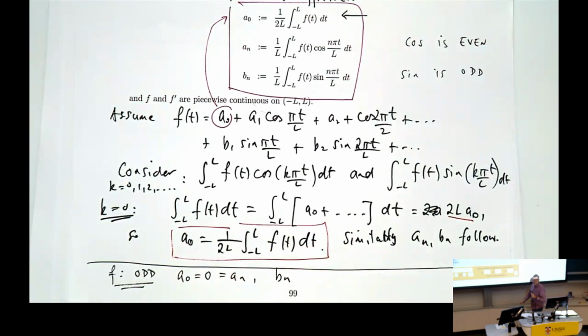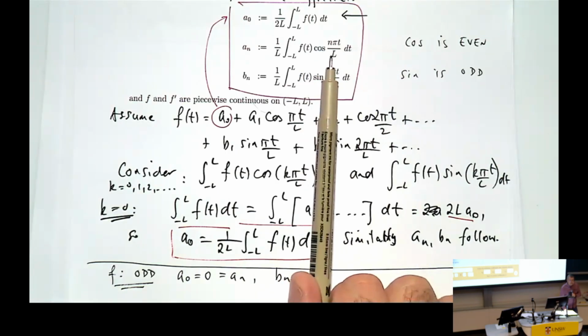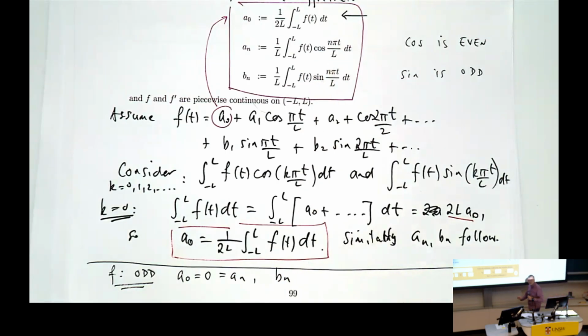What about the B sub n's? Okay, so we're still in the world where f is odd. So you've got an odd function times an even function. What is odd times even?